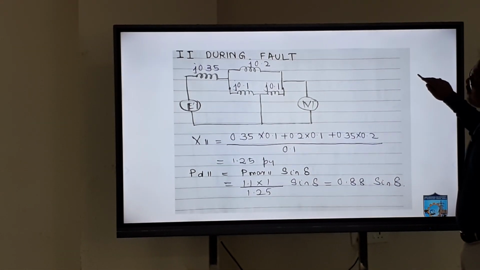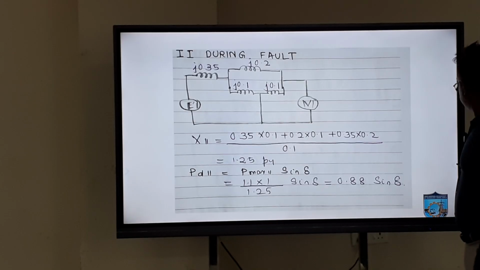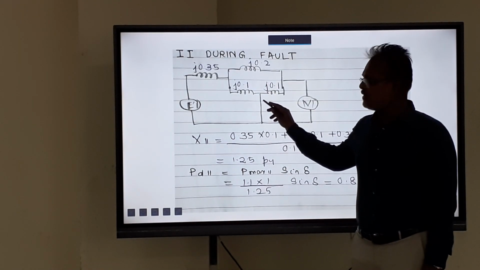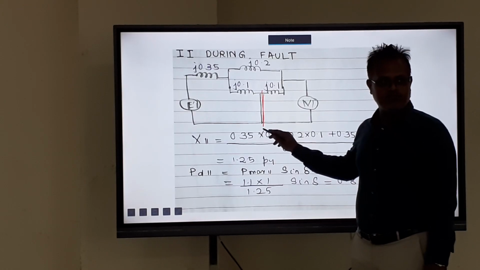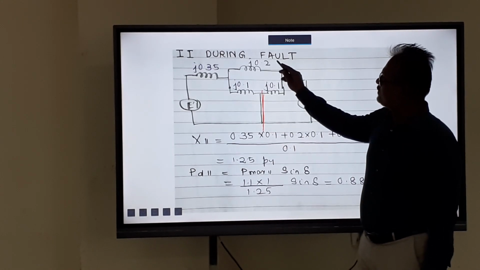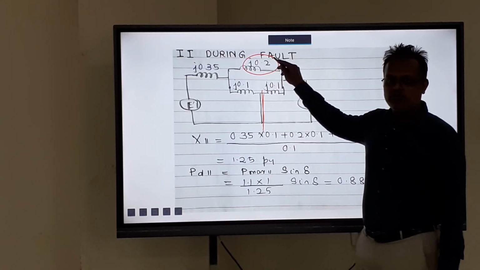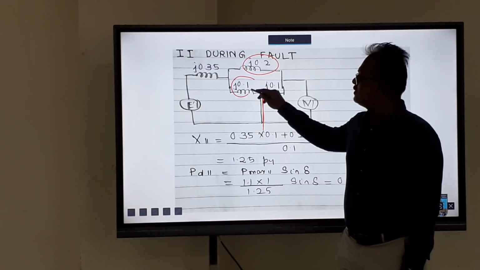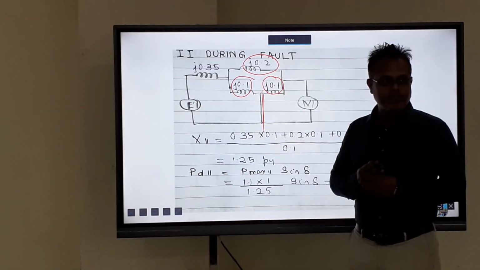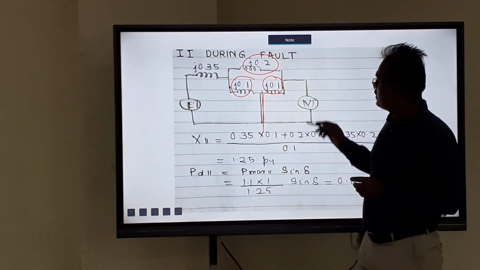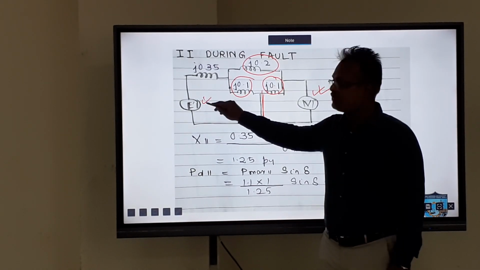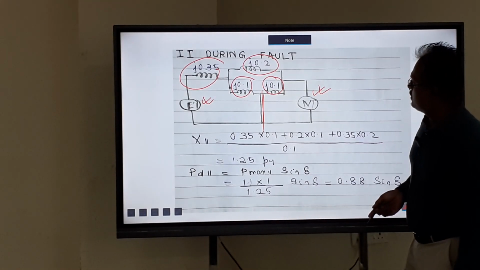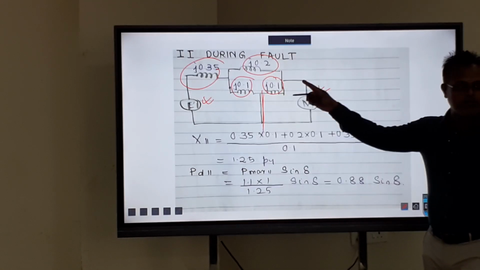Then next, during fault. The fault is in the middle of the line, with a connection to ground. This line has a reactance of 0.2. If you assume the reactance to be uniformly distributed, then we have 0.1 reactance on two sides. Terminal voltage, generator voltage. This is the generator reactance, or generator plus transformer.